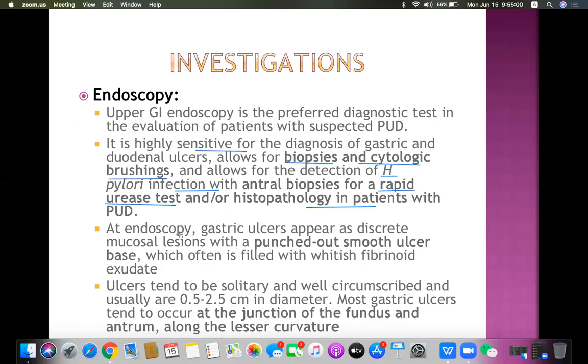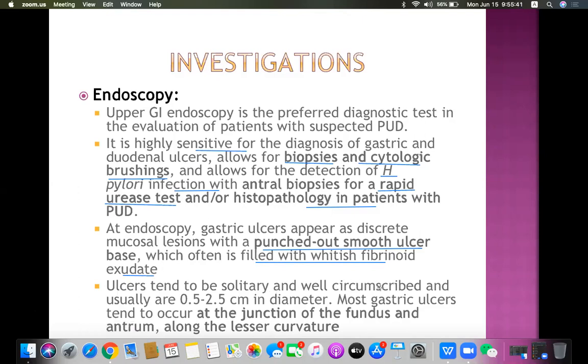Now at endoscopy, how does the ulcer look? Some of the students may be interested, because later on, when they pass from this university, they can go to different hospitals and have training in ultrasound and endoscopy and all those things. So they should know how the ulcer looks under endoscopy. See here, it looks like a discrete mucosal lesion with a punched out, smooth ulcer. The base of the ulcer usually has fibrinoid exudate. So this is how the ulcer looks in the stomach.